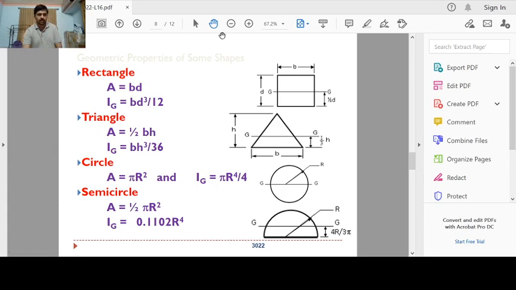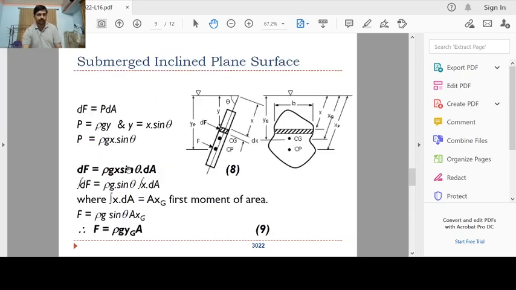Now the surface area as well as Ig values of different plane surfaces, different geometries, square, triangle, circle and semicircle, are given here. You may please make a note of this. You have to study this depending on the surface given. This will not be given along with the question, so please memorize these things. Very simple.